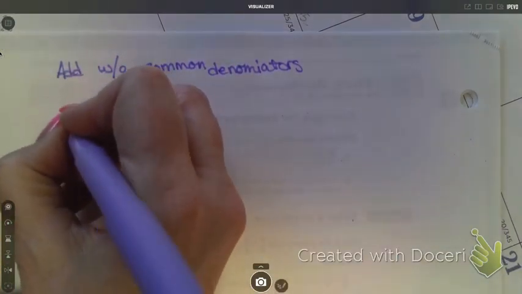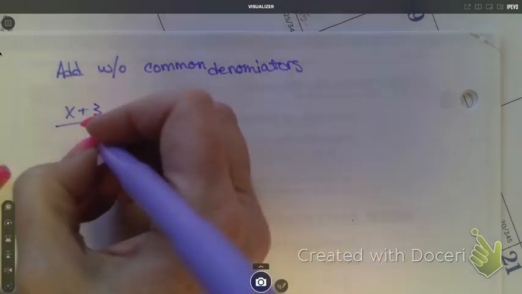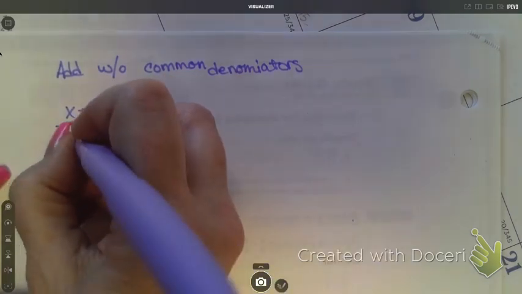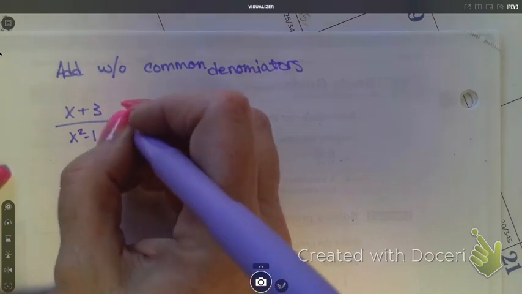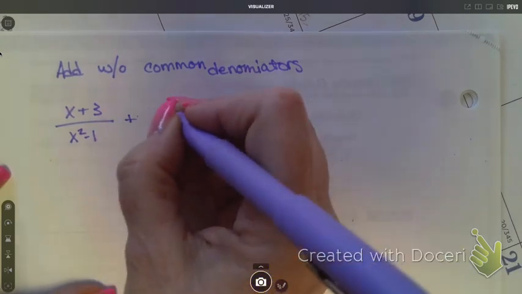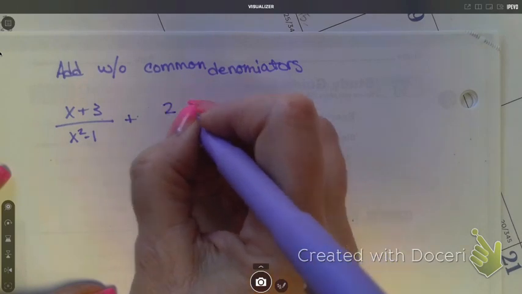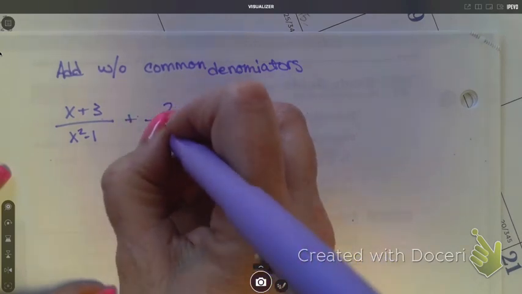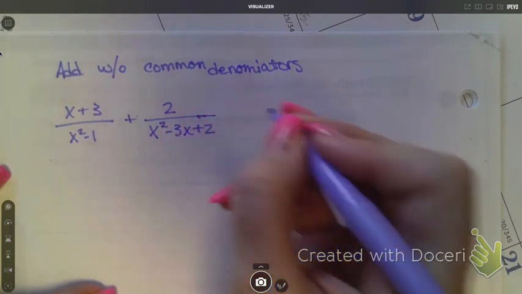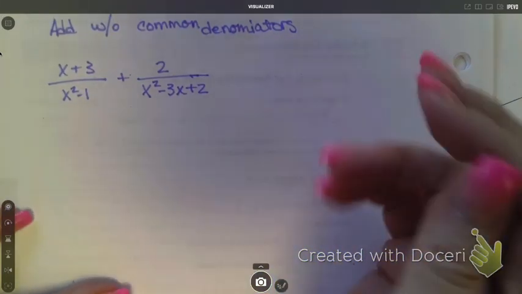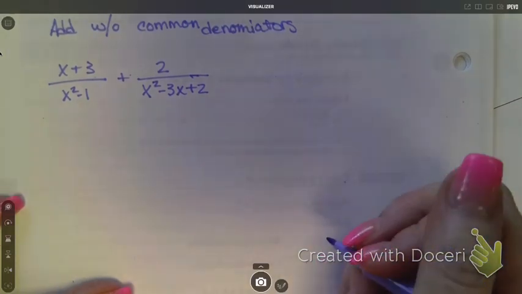Okay, so x plus 3 over x squared minus 1 plus 2 over x squared minus 3x plus 2. So the first thing I need to do is what? Factor the denominators.